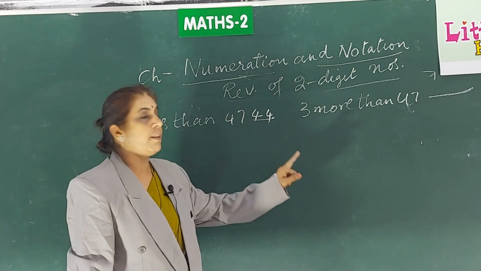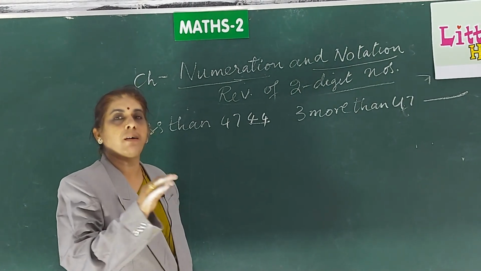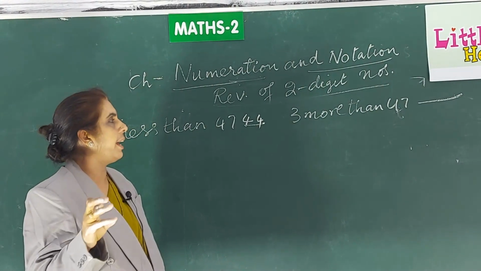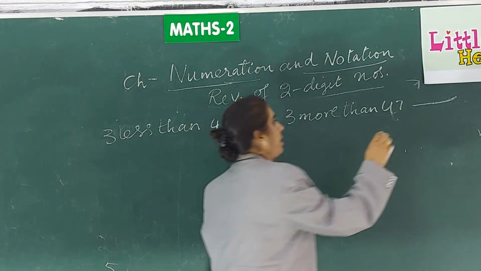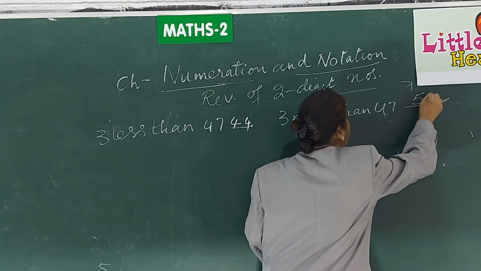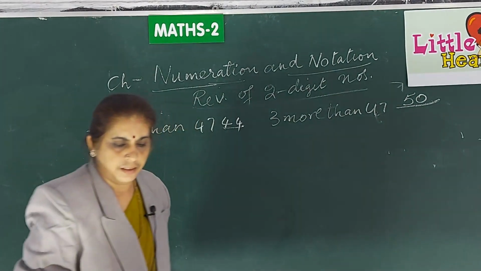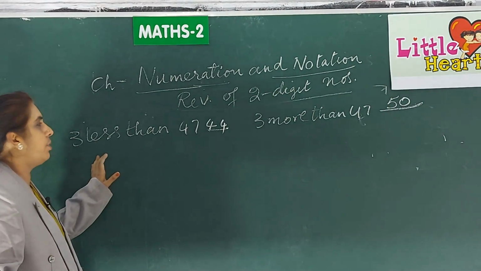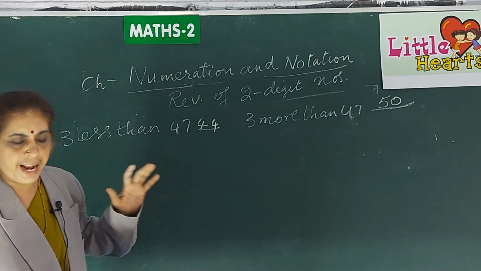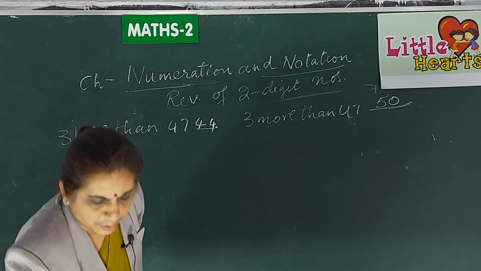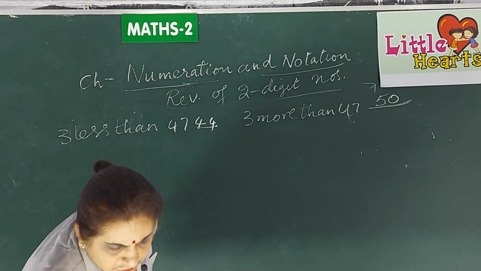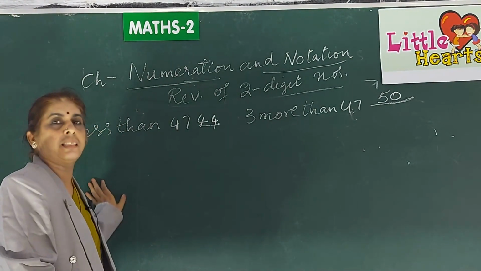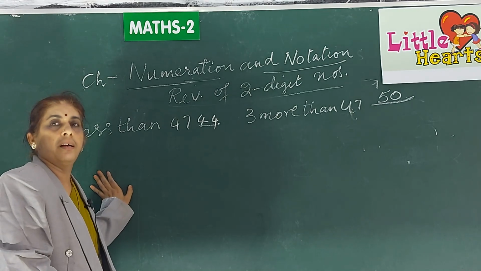3 more than 47. Count forward 3 steps. 48, 49, 50. The answer is 50. So in this way, you should be able to count forward and backward, and the exercise is given in page number 10. You can complete the exercise in this way.